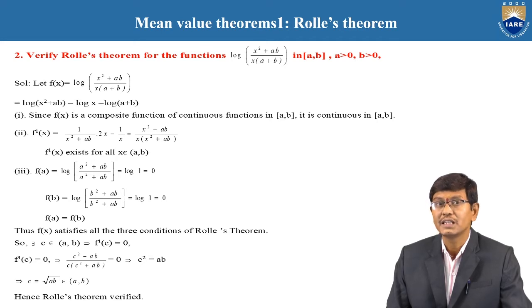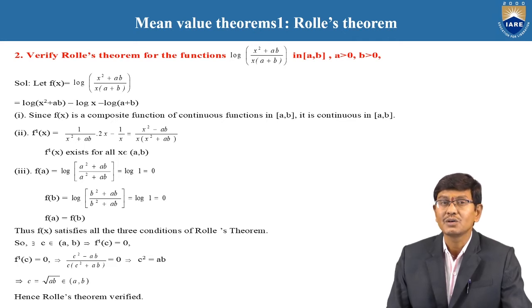While we are going to replace x is equal to b in the second one, also the same value. That is log of (b square plus ab) by (b square plus ab). And while we are going to cancel the numerator and denominator, here also log 1 only. Therefore, once again log 1 is equal to 0.